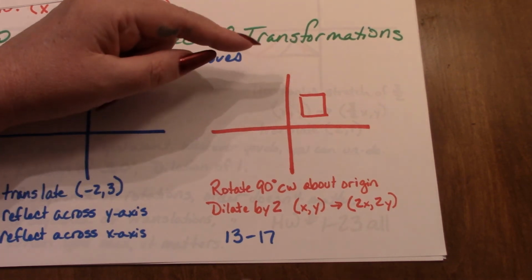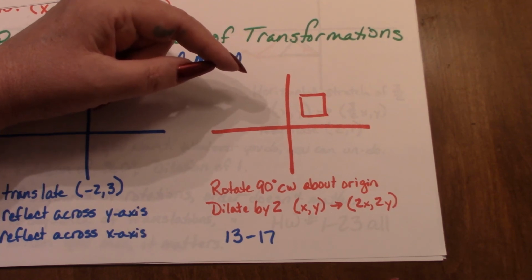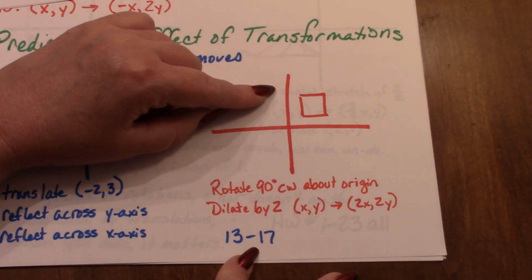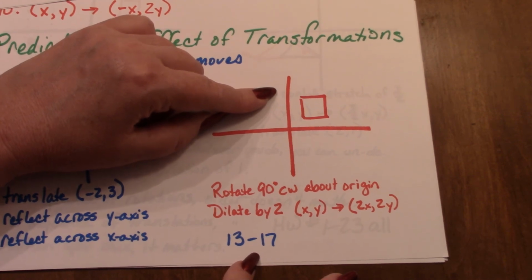General ideas and the ability to describe what you're doing and how you're doing it. So I'd like you to stop here and try numbers 13 through 17. Pause and come back when you're done.